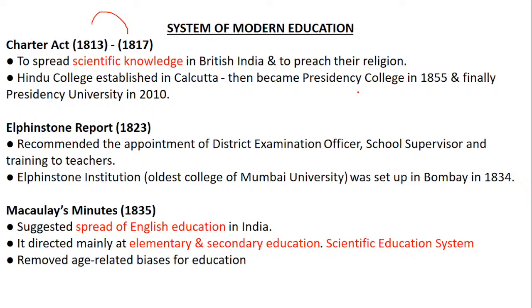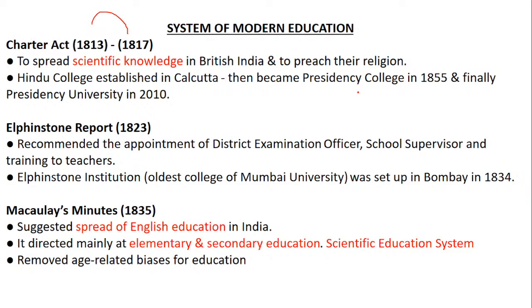Not only this, under this act the Hindu College was established in Calcutta, which then became the Presidency College in 1855, and finally the Presidency University in 2010. So here, what got converted into what? You can get this in a statement question also, so be a little careful. So the speciality of the Charter Act was the spread of scientific knowledge and turning the Hindu College into Presidency University by 2010. Is it clear?